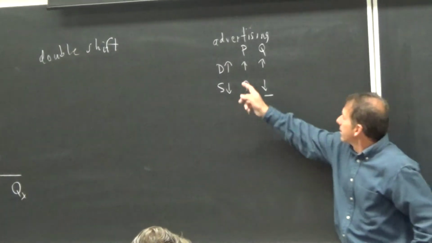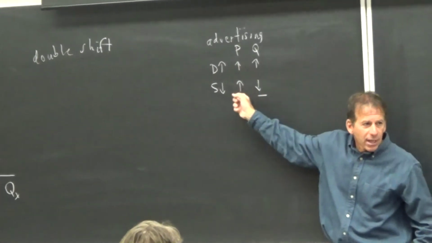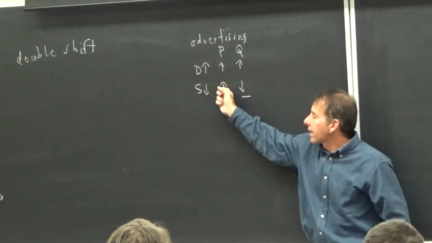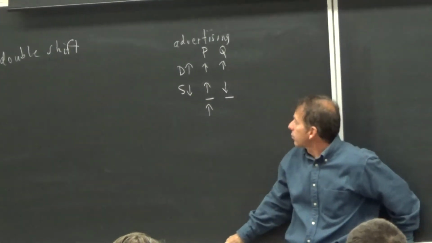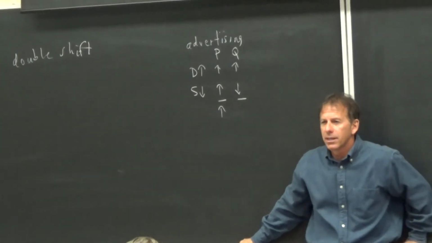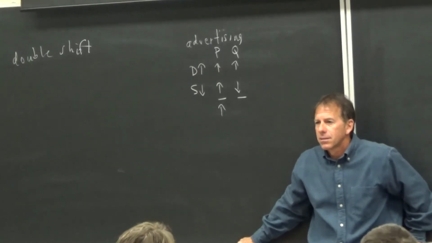How do I know that? Because there's upward pressure on demand, there's downward pressure on supply. Both of those would indicate higher prices, so that would mean prices go up. What about the quantity?